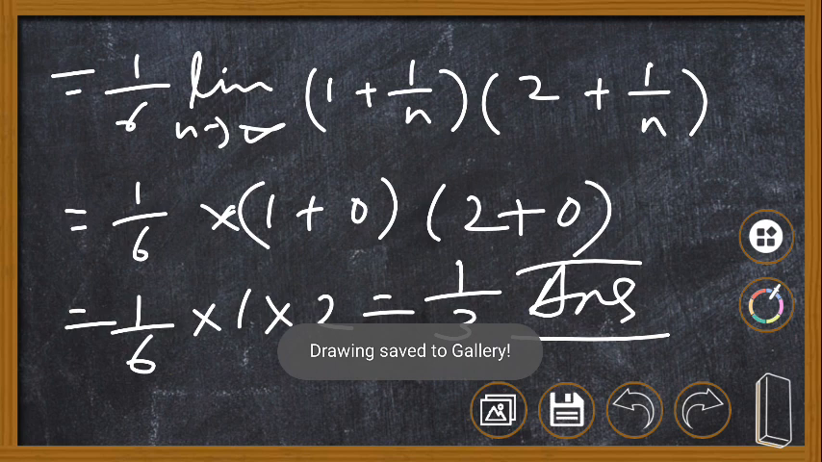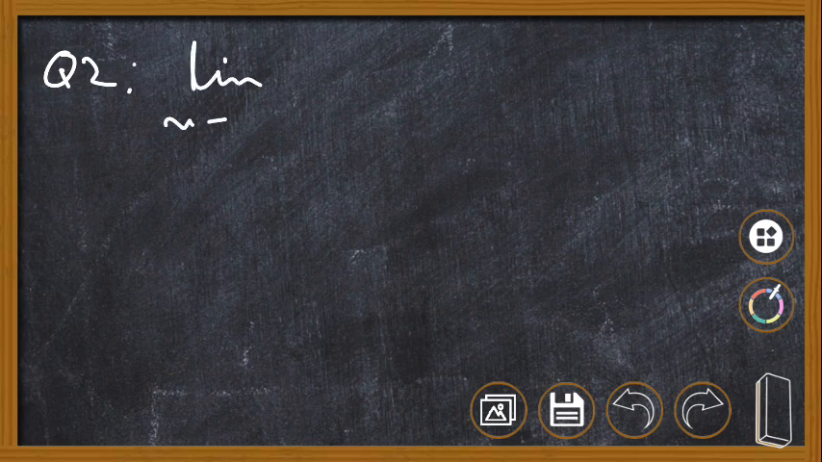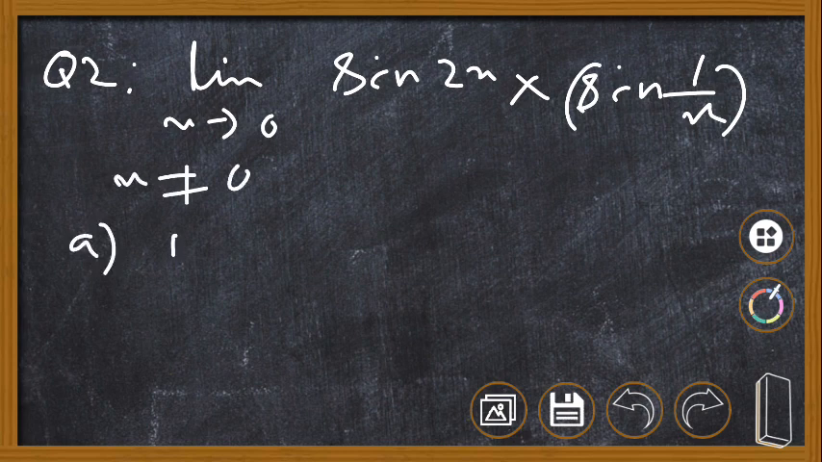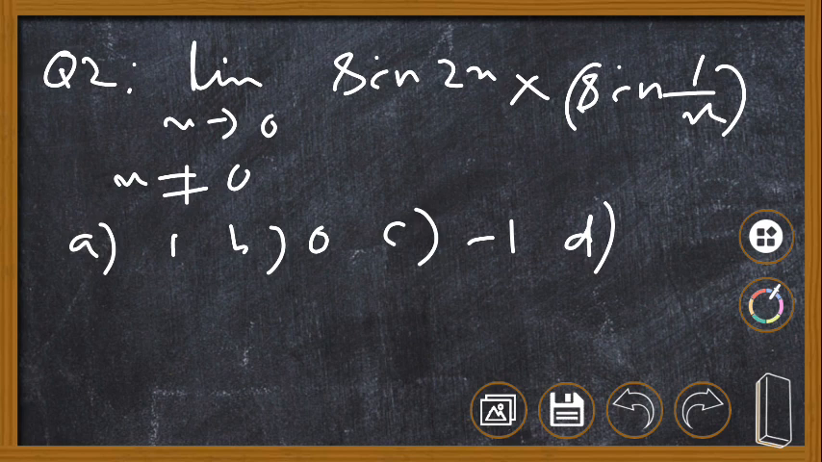Now the next question also is an easy question. Please see, that is question number 2 for today. Limit x tends to 0 of sine 2x multiplied by sine 1 by x, right? There are 4 choices here, and given that x is not equal to 0, our first choice is 1, second choice is 0, third choice is -1, and fourth choice is doesn't exist.